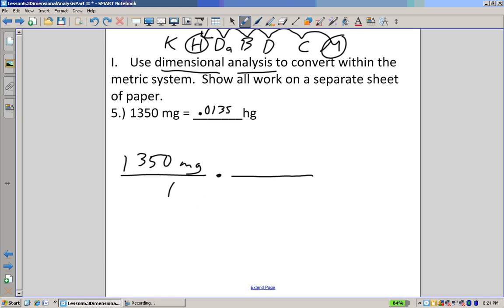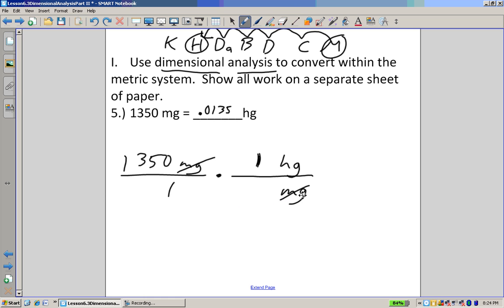times blank. Now again, I want to get rid of the milligrams. I do not want the milligrams, so those will go on the bottom. And these units will divide out. I want hectograms, so I'm going to put hectograms on the top here. Now, which one is the larger unit? Looking at our diagram here, hectograms are further to the left, so hectograms get the 1.